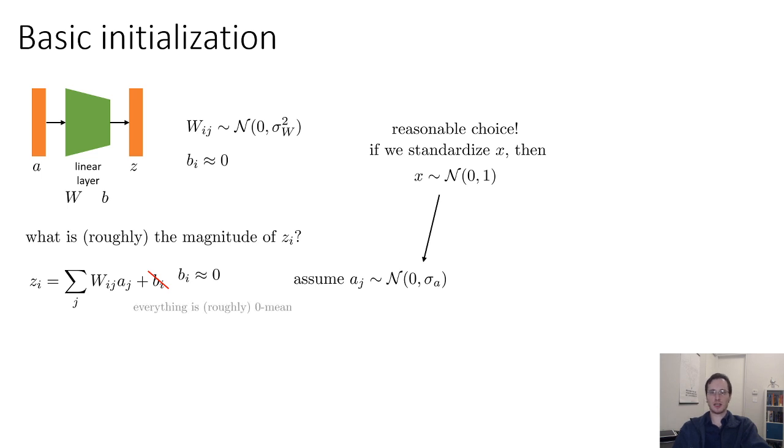So then the question that we could ask is, everything here is zero mean. Roughly, what will be the magnitude of these z's? Well, if the means are all 0, then the magnitude of the z's is basically the square root of their variance, right?